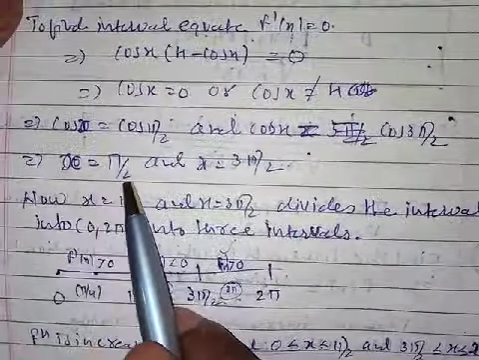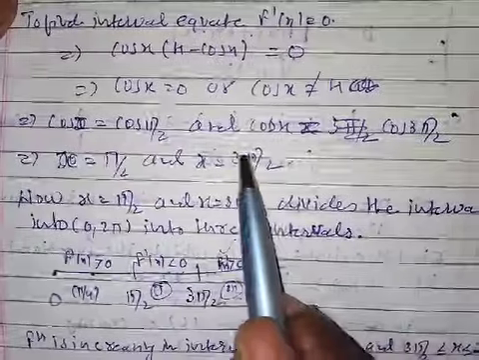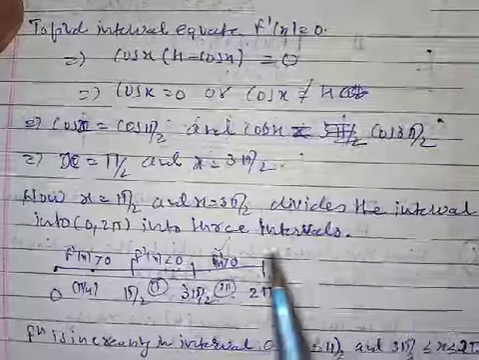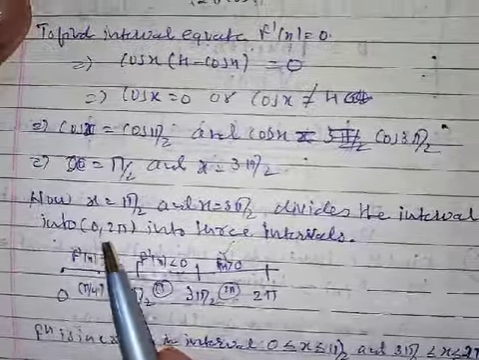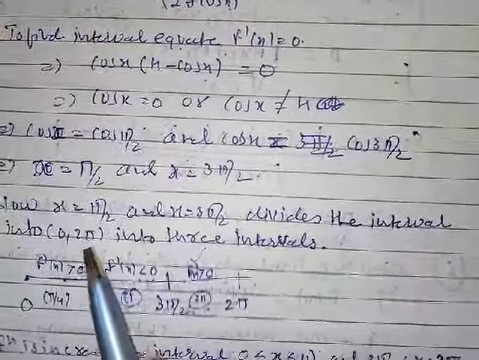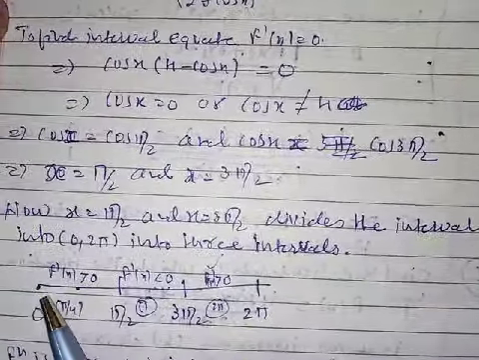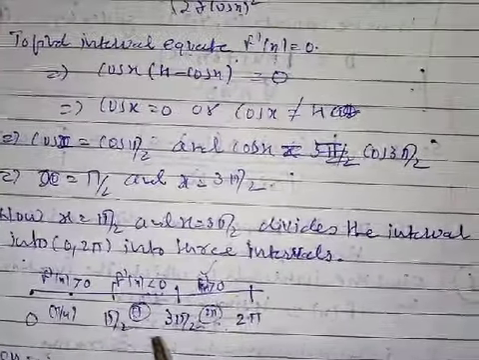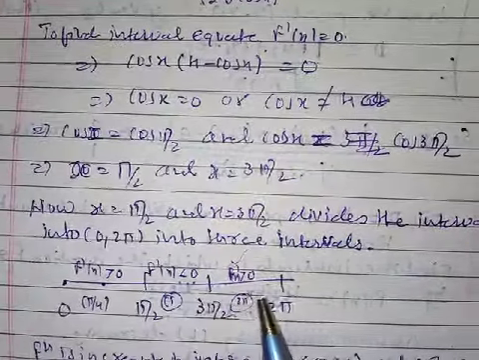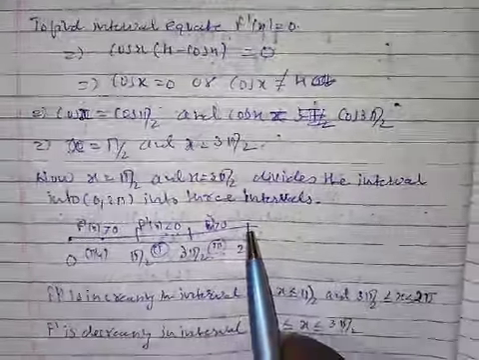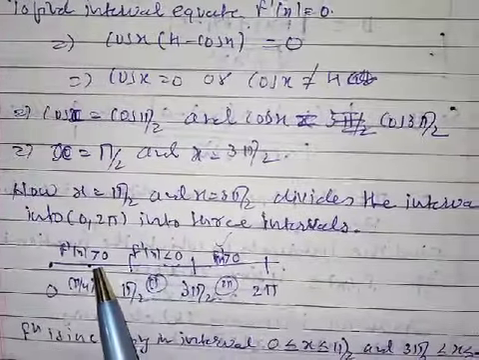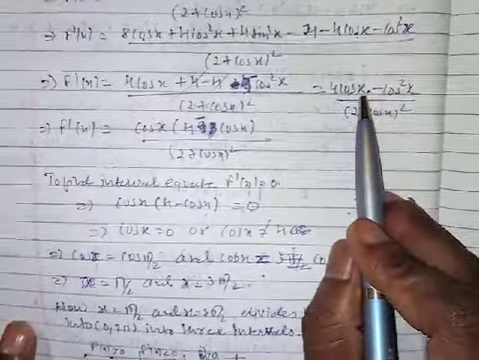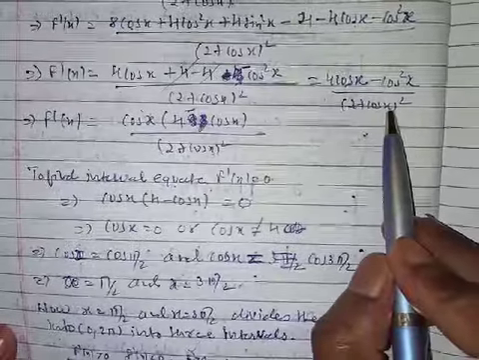So x is equal to π/2 or x is equal to 3π/2. Now divide the interval 0 to 2π into 3 intervals: 0 to π/2, then π/2 to 3π/2, then 3π/2 to 2π. Check whether f'(x) is greater than 0 or not. Take the value π/4 and cos π/4. Here the denominator is always greater than 0, since the square is there.